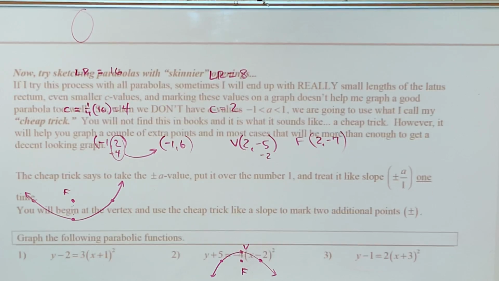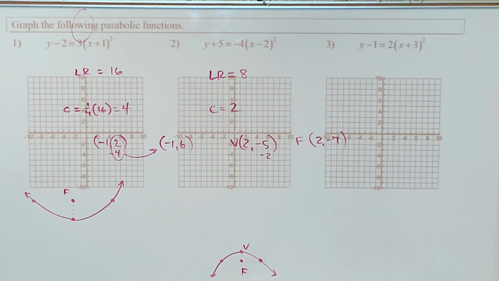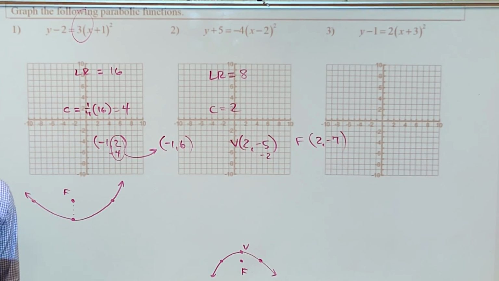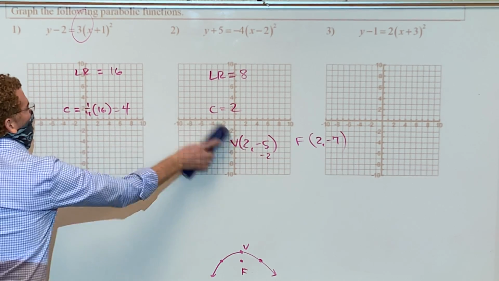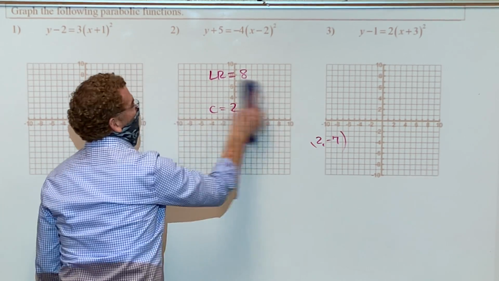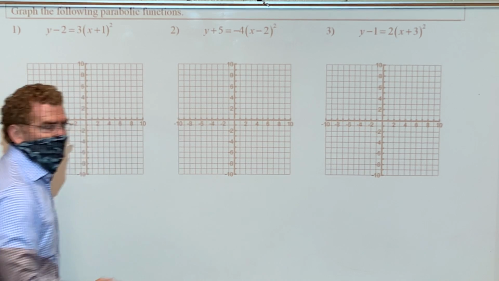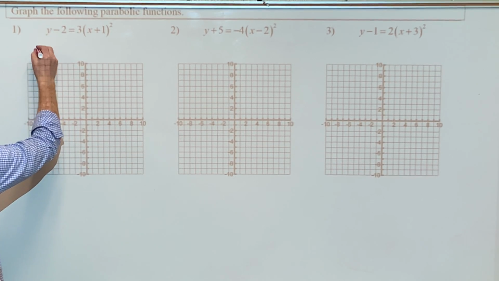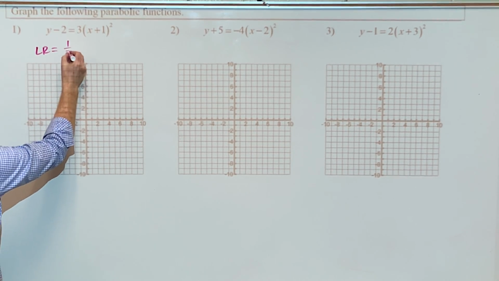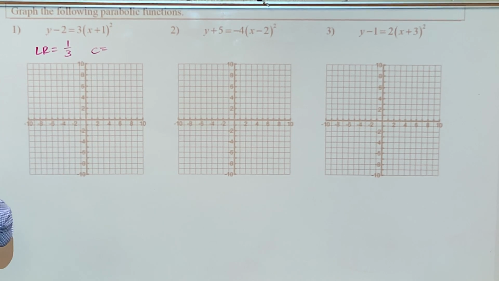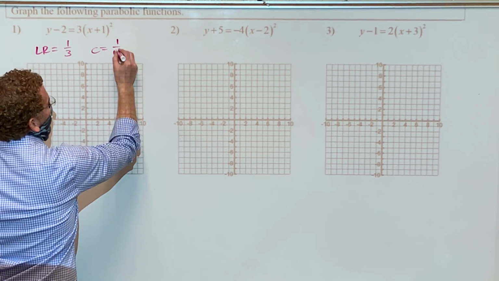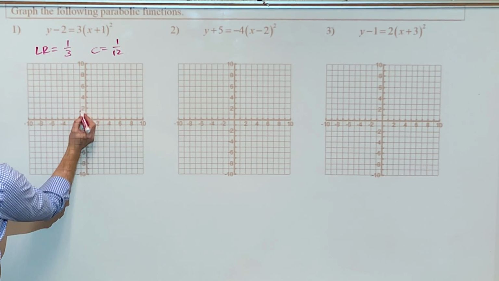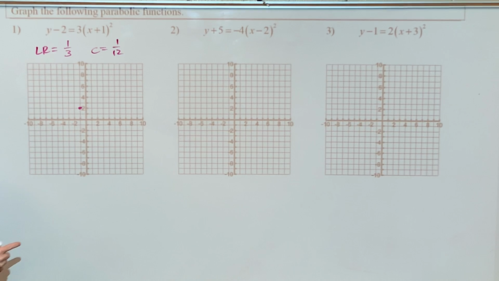Now when the A value is not a fraction, when it's something like 3, -4, 2, toss this out the window. Let me show you how bad an idea it is this way, but then I'll show you a really good way. So just walk with me how bad this would be using the lattice rectum. What's the length of my lattice rectum? Oh, great, 1/3. What's my C value? 1/4 of that, which is 1/12. What's my vertex? -1, 2.